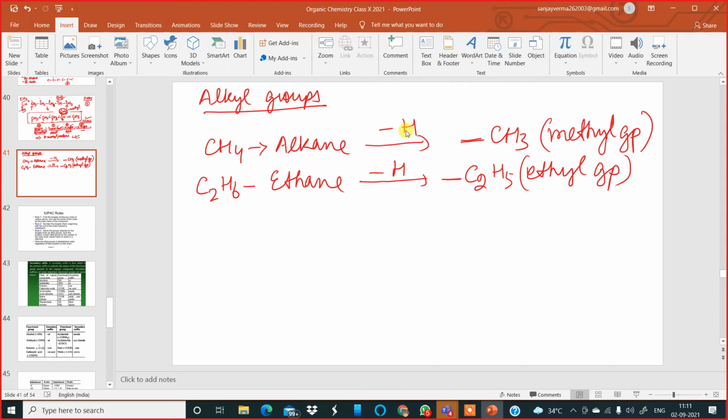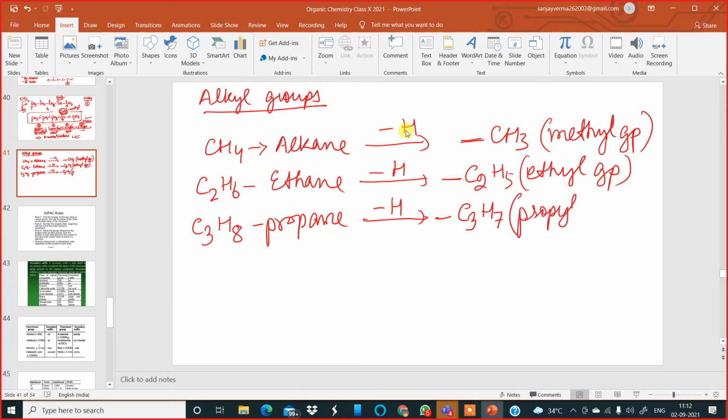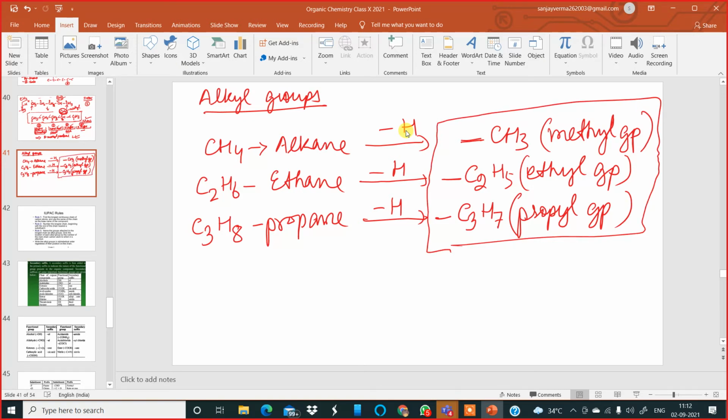The next alkane is C3H8, which is called propane. From propane, if I remove any one hydrogen atom, I will get C3H7. This is a propyl group. Try to remember these 3 alkyl groups, which are normally given in class 10. These are the 3 alkyl groups which normally participate as a branch in the chain of an organic compound.